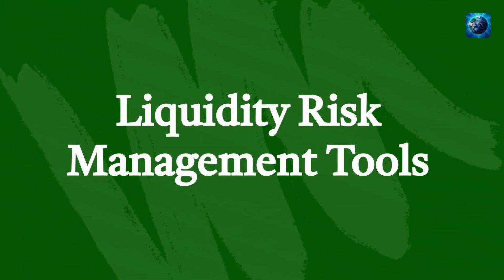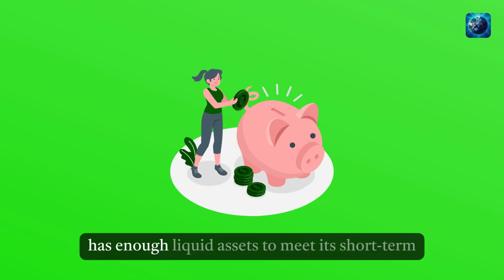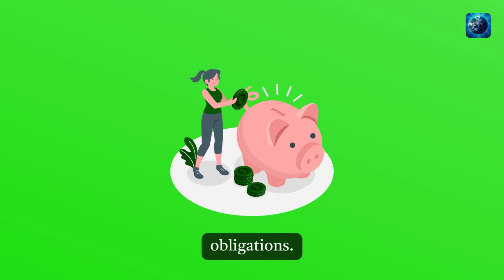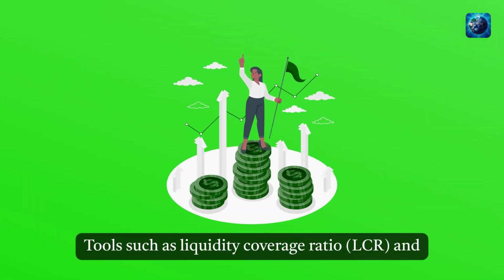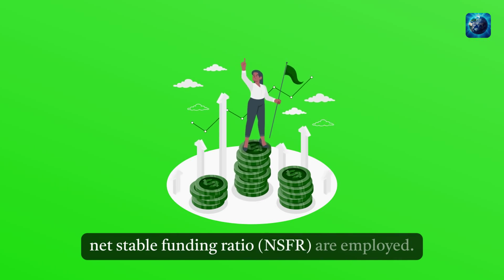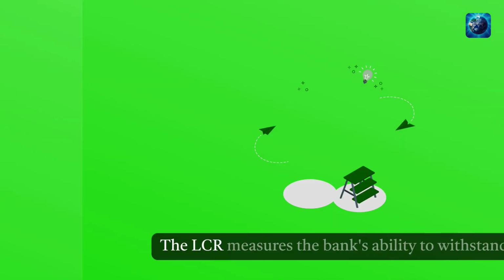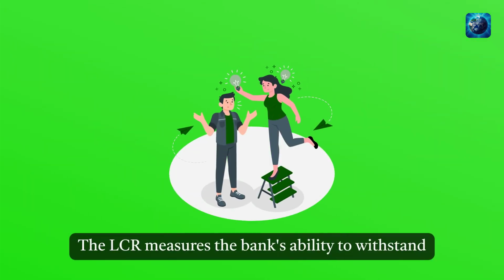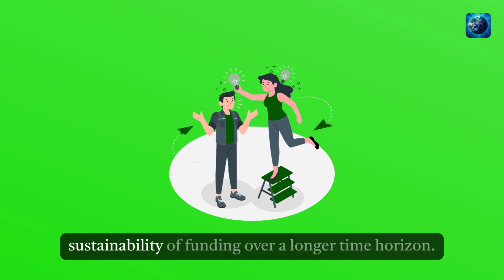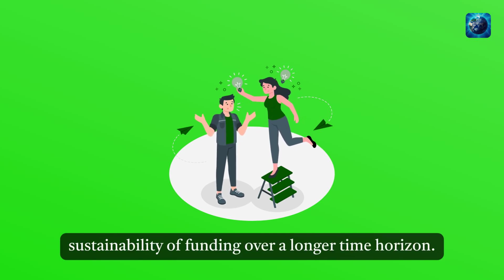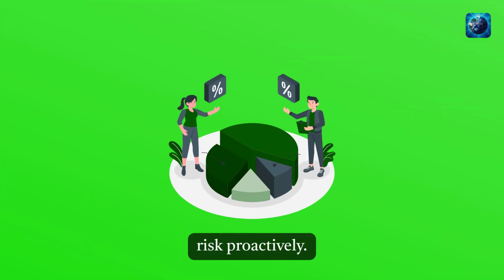Liquidity risk management tools. Liquidity risk management involves ensuring that a bank has enough liquid assets to meet its short-term obligations. Tools such as liquidity coverage ratio, LCR, and net stable funding ratio, NSFR, are employed. What do these ratios indicate? The LCR measures the bank's ability to withstand short-term liquidity disruptions, while the NSFR assesses the sustainability of funding over a longer time horizon. Using these tools, banks can manage their liquidity risk proactively.